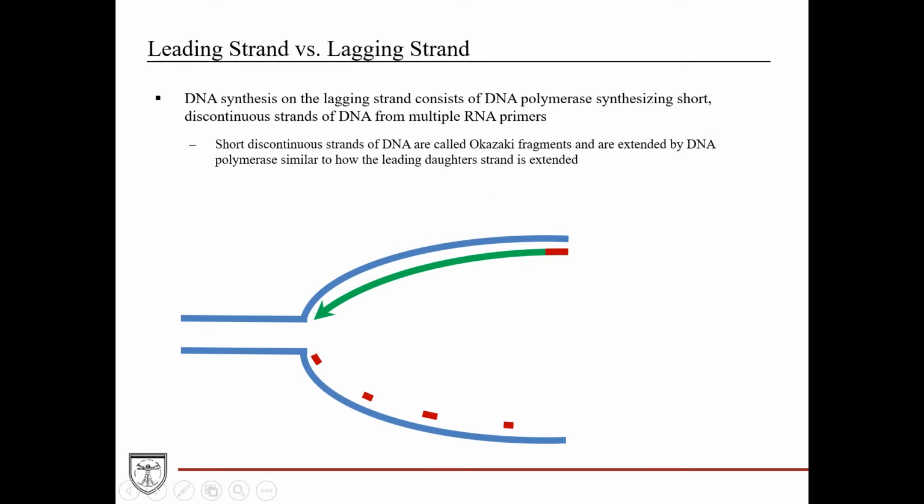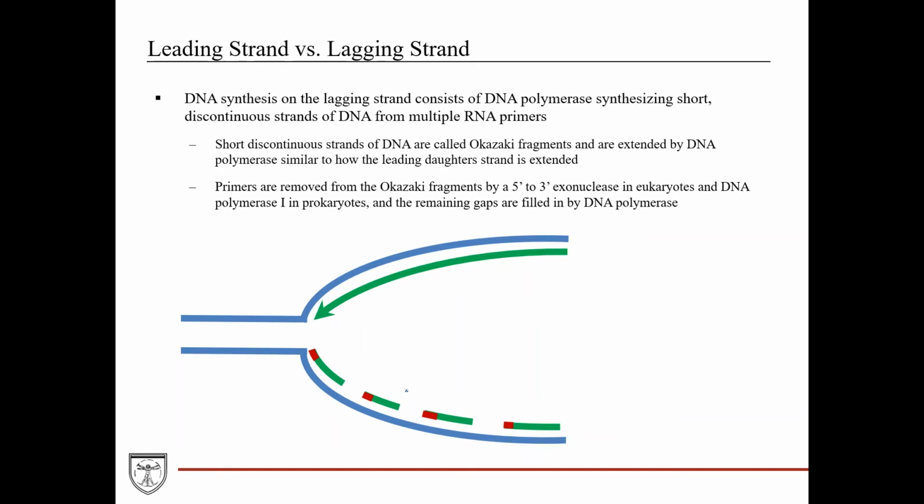Now to really get in and explain this, the lagging strand consists of multiple RNA primers. DNA polymerase comes in and synthesizes short, discontinuous strands of DNA from each of these primers, and that's shown here. These short discontinuous strands of DNA are called Okazaki fragments, and these are extended even further by DNA polymerase, similar to how the leading strand is extended.